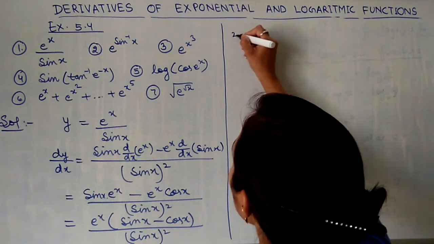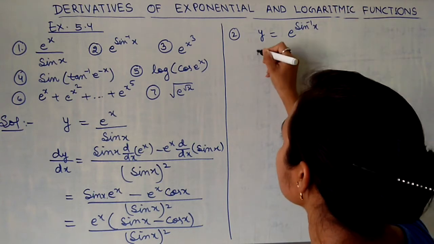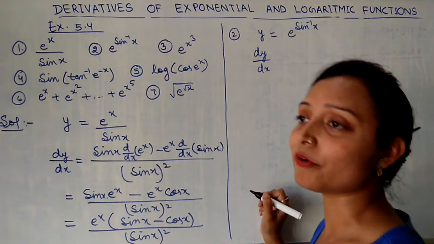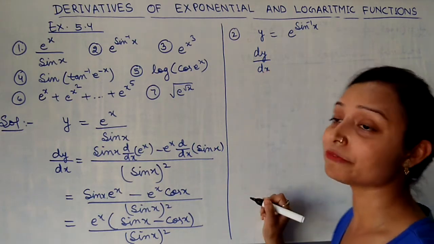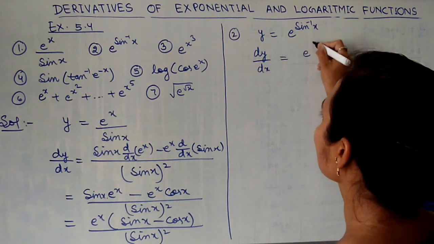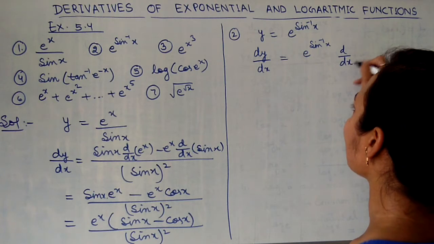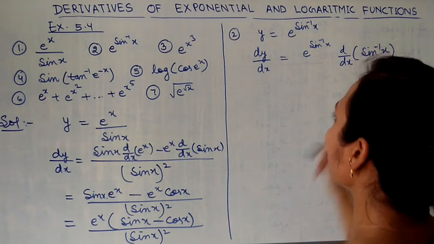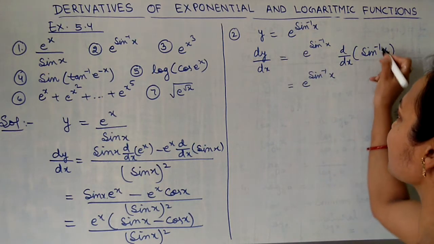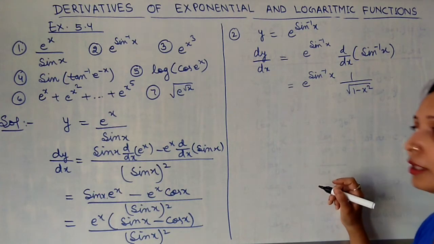So how can you solve it? Question number two, y is equal to exponential of sine inverse x. dy upon dx, what is the meaning of dy and dx? That is the derivative of y with respect to x. It will equal exponential of sine inverse x, the derivative of this is the same, and then the further derivative of sine inverse x. That will equal exponential of sine inverse x, and what is the derivative of this? This is 1 upon square root of 1 minus x square. So this is the way to solve this second question.